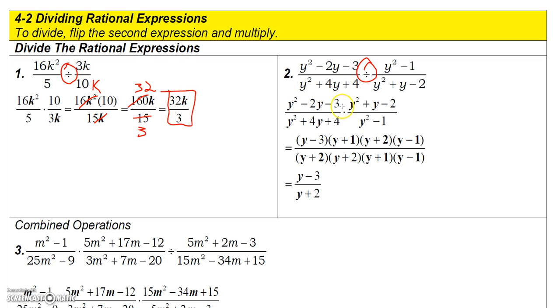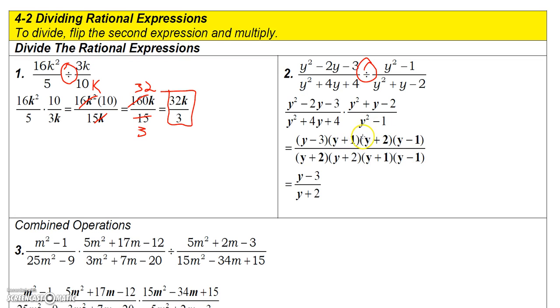y squared minus 2y minus 3 factors into y minus 3 times y plus 1. y squared plus y minus 2 factors into y plus 2 times y minus 1. y squared plus 4y plus 4 factors into y plus 2 times y plus 2. And y squared minus 1 factors into y plus 1 times y minus 1.